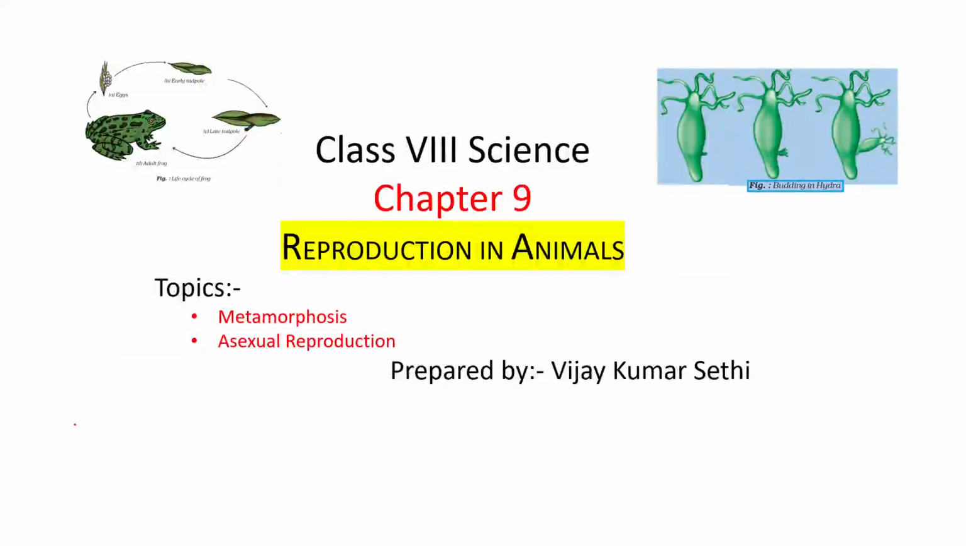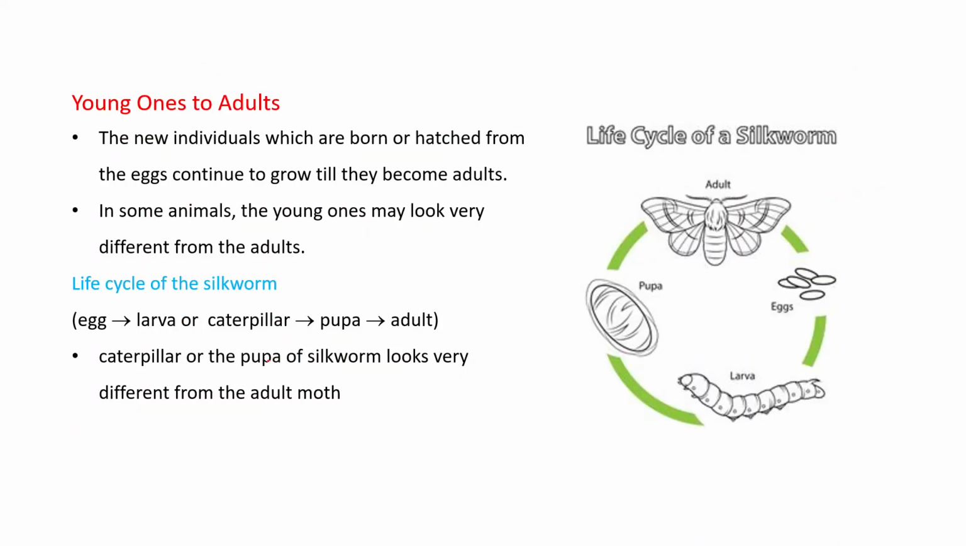Class 8 Science, Chapter 9 Reproduction in Animals, and in this video we will discuss metamorphosis and asexual reproduction. First, from young ones to adults. The new individuals which are born or hatched from the eggs continue to grow till they become adults. In some animals, the young ones may look very different from the adults. Let us see the example.